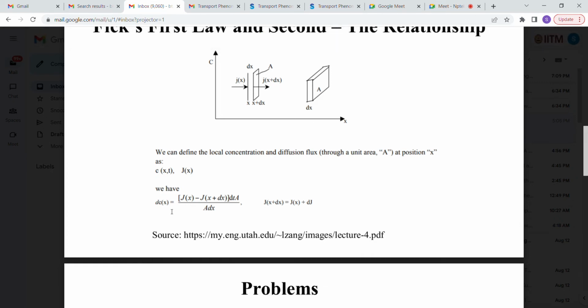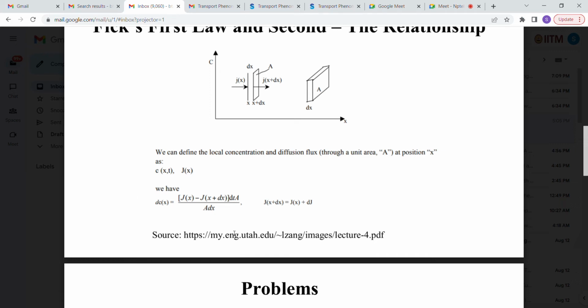Intuitively, you should understand that this change in concentration dc is related to the flux of diffusion, J of x at the point x, and J of x plus dx at the point x plus dx. So they have given it here as that.